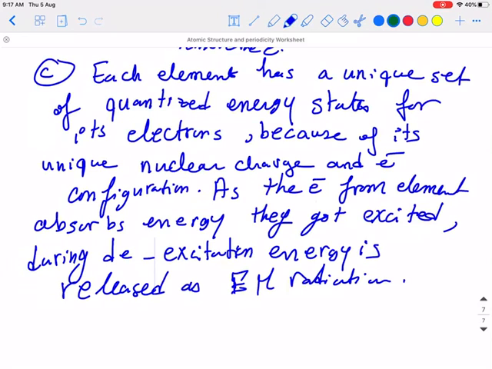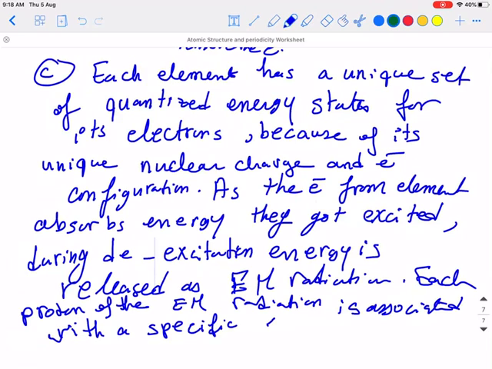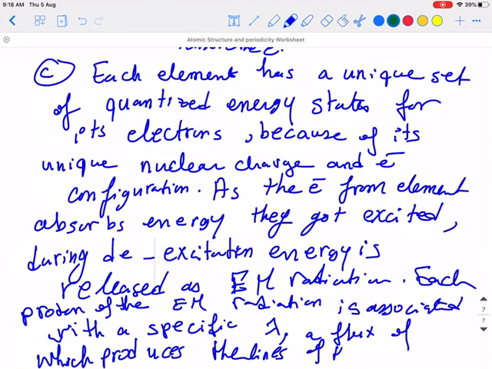Each photon of the electromagnetic radiation is associated with a specific wavelength, lambda, which produces the lines of the emission spectrum.